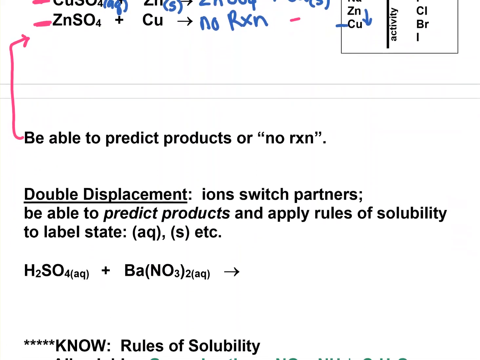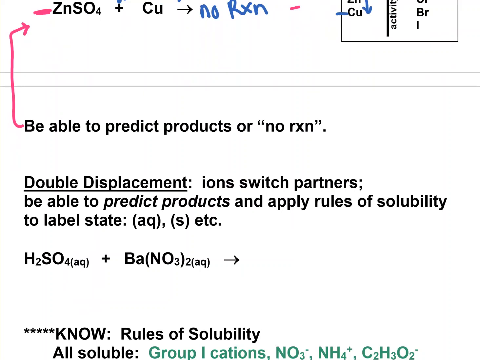Okay, and actually double displacement. So we're going to do, this is the most common one, double displacement, or you could say replacement. You have 2 ionic compounds and they kind of switch positive to negative. So in other words, the positive part of one goes with the negative part of the other, and you need to be able to predict these products.